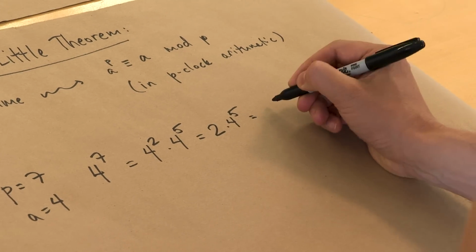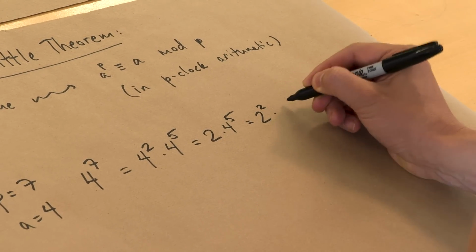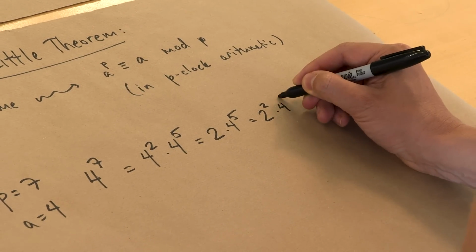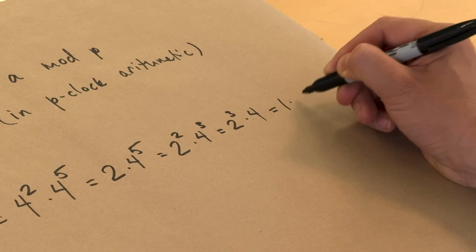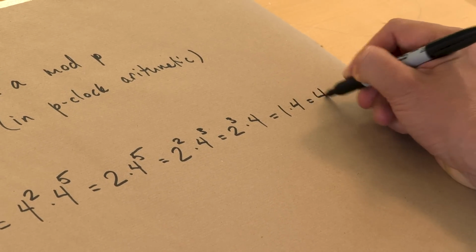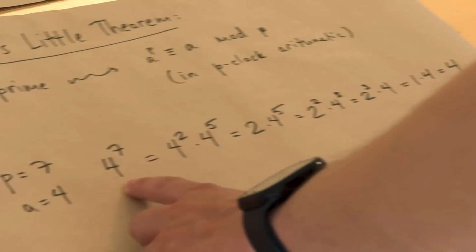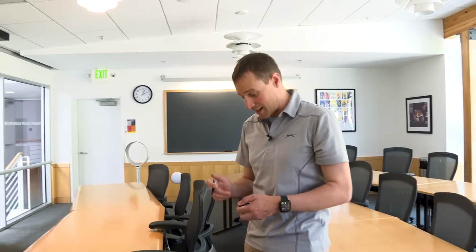And I can repeat the same trick. So I pull out another 2, another 1. So 2 cubed times 4, and now we're in the money again. 2 cubed is 8, which is the same thing as 1 on the 7 clock. There I have Fermat's little theorem. 4 to the 7th on the 7 clock is the same thing as 4. So I just verified that on the 7 clock.